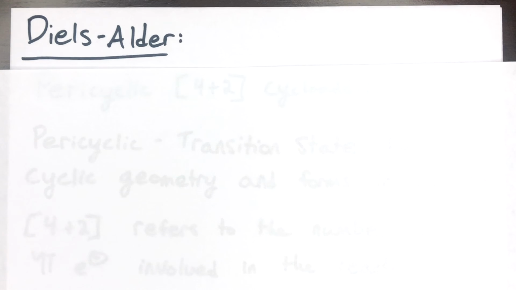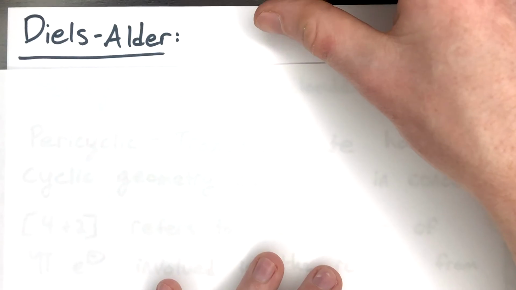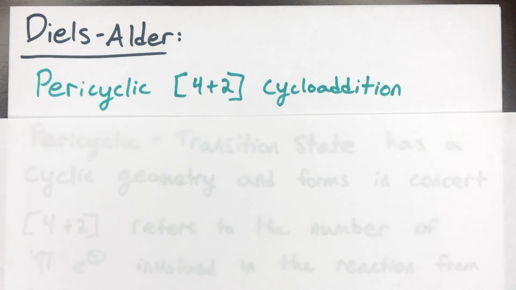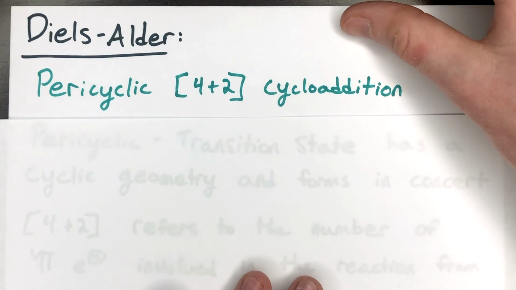In this video, we'll take a look at the Diels-Alder reaction. So first, let's define what the Diels-Alder reaction consists of. Well, it's a pericyclic 4+2 cycloaddition. So first thing we'll do is define each of these terms because they aren't something we've used before.